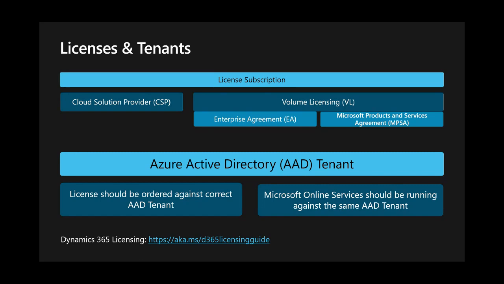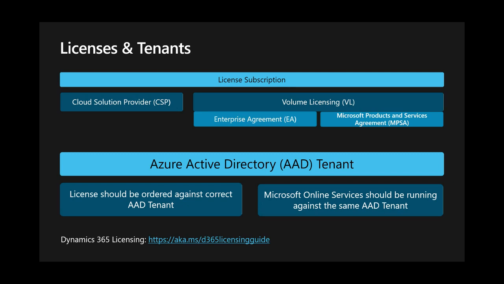All right, let's take on the first step, the licensing piece. Licensing means Dynamics 365 license subscription. It requires a Dynamics 365 license subscription on the right tenant. At broad level, there are 2 options to choose from. You either go with CSP, we call it Cloud Solution Provider, or you go with volume licensing, which is VL, or we also call it Enterprise Agreement, EAs or MPSAs as well.